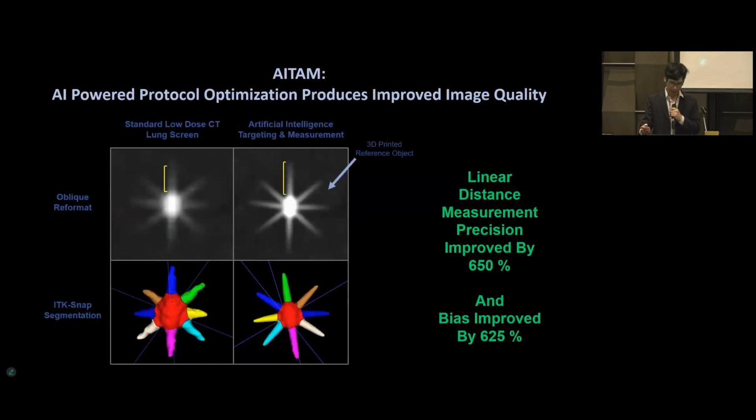We looked at the quantitative results, and we found that the measurement precision improved by 650%, and bias was also improved by 600%. You can see in the 3D reconstruction here how much better the object looks when you're able to optimize the protocol.